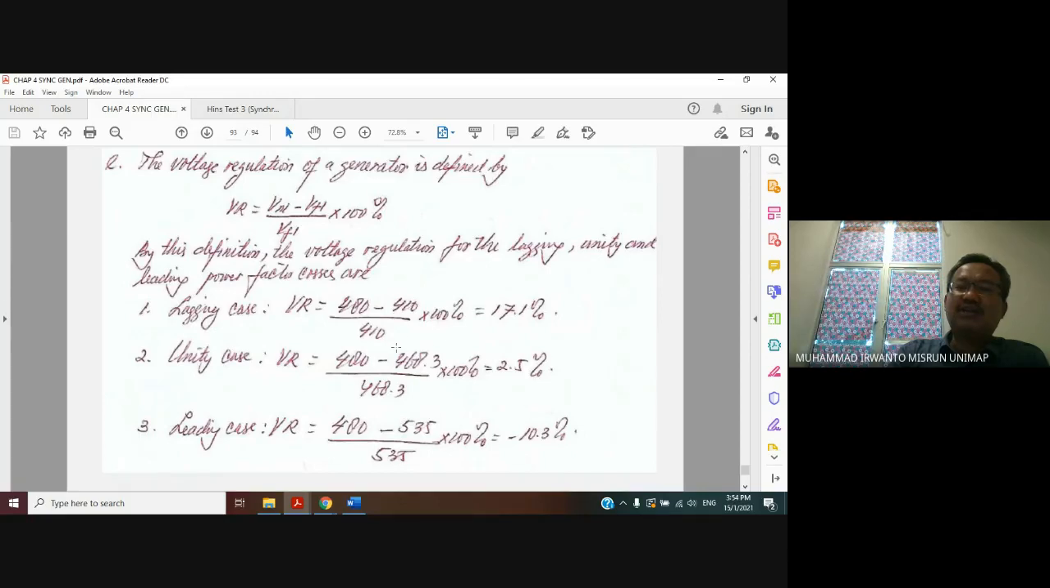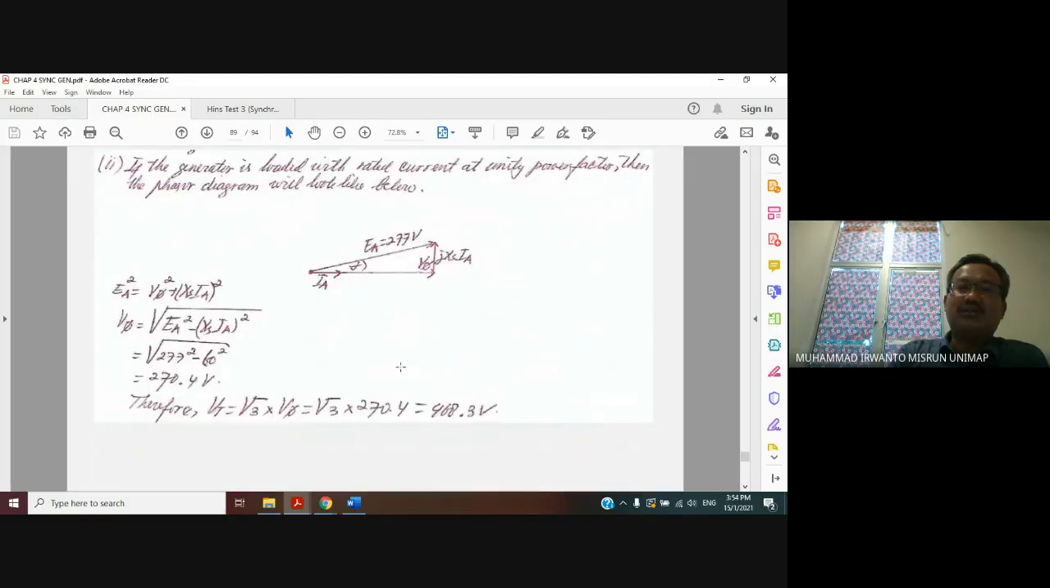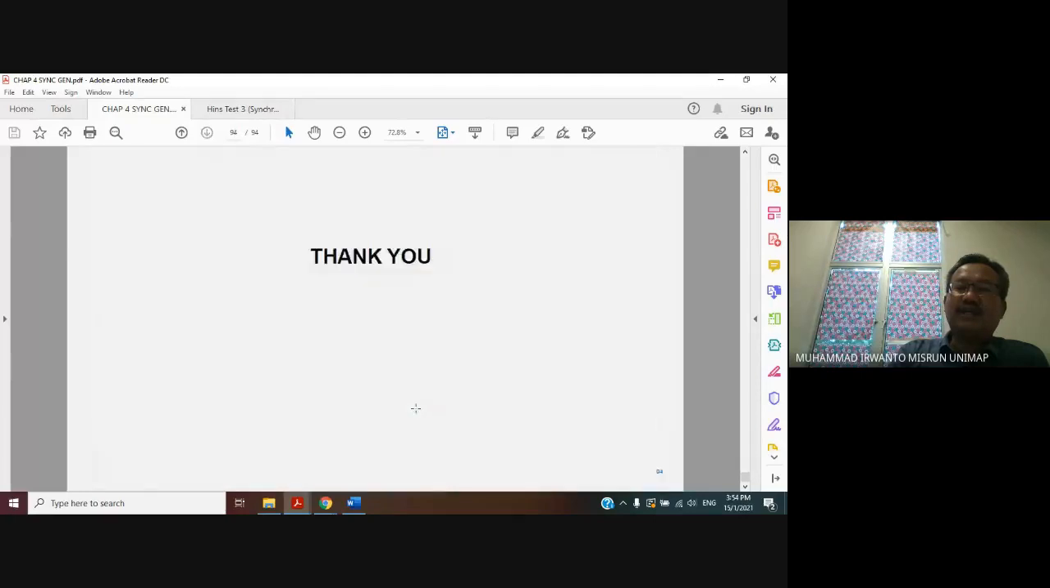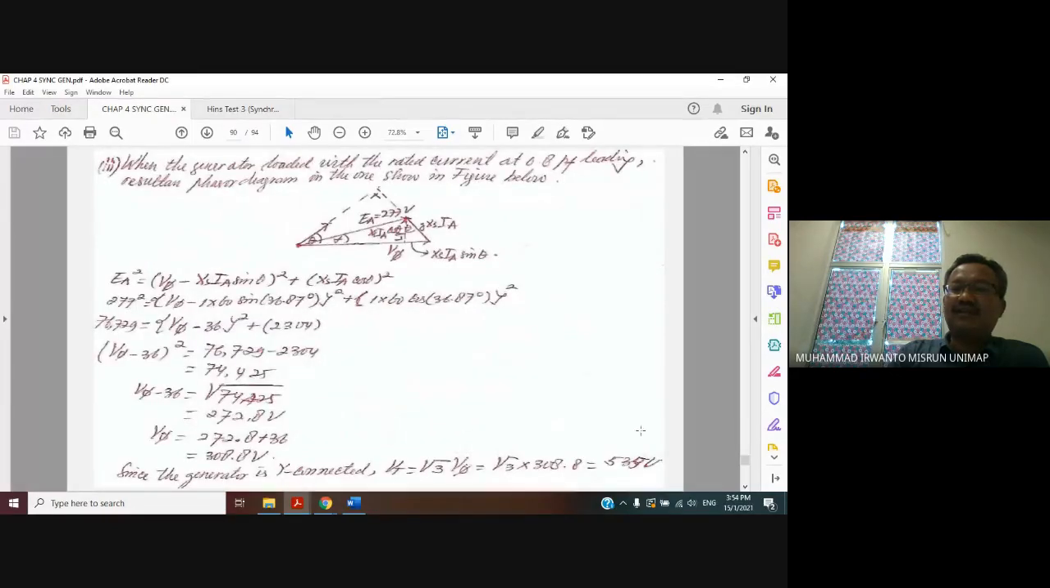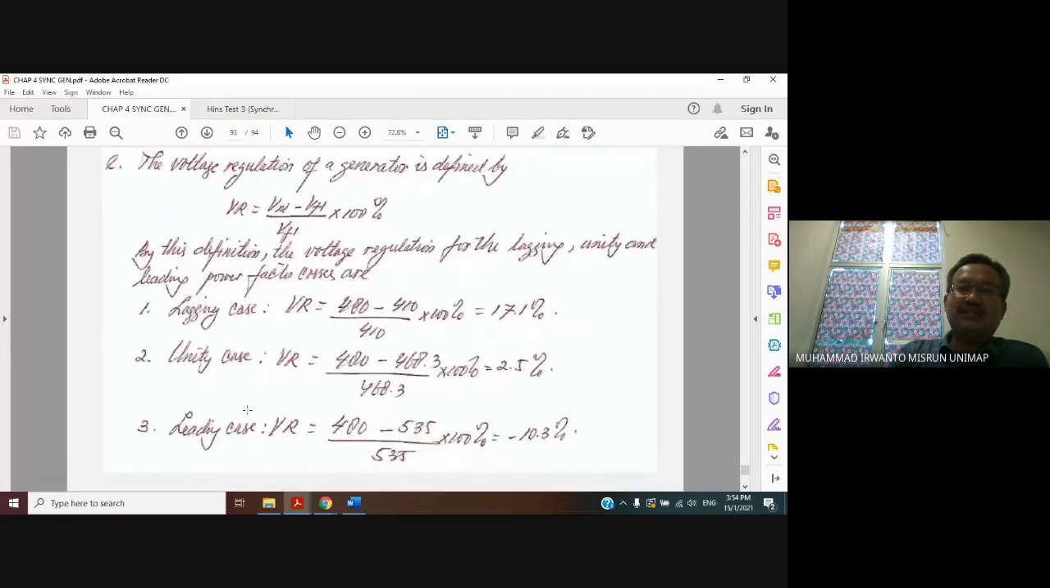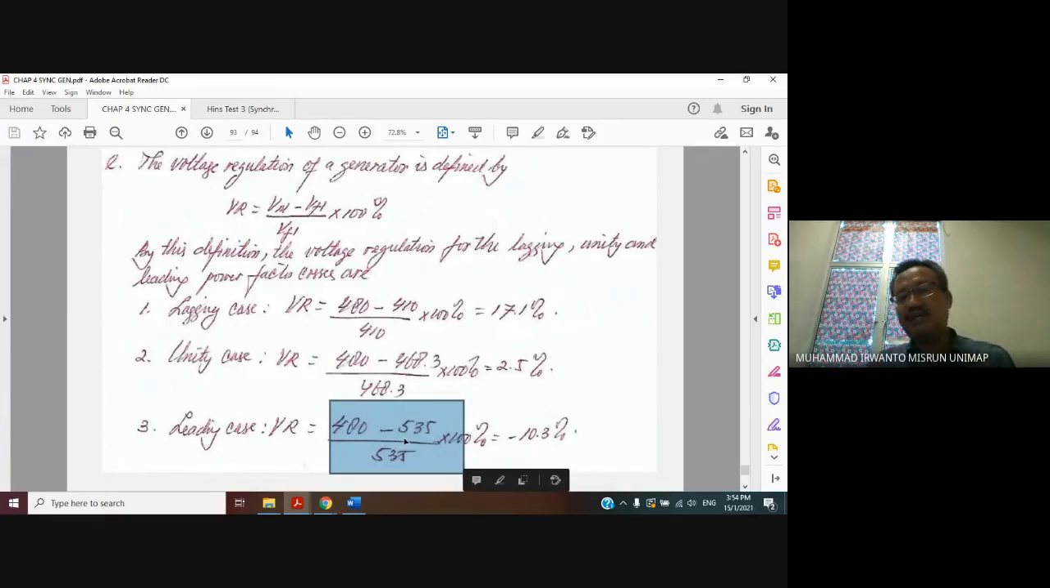Okay, it is the same, different only in the type of the power factor. This case it is for the unity, 468.3, from here. And then this one is 535 from here for the leading power factor. Now, lastly we can obtain the value of the voltage regulation: 480 minus 535 divided by 535 multiplied by 100%.